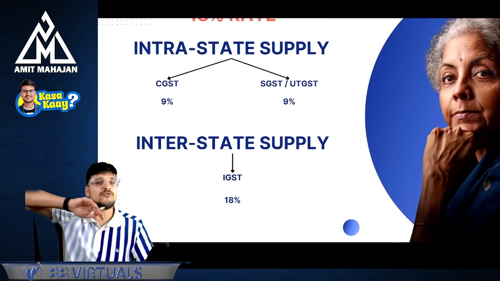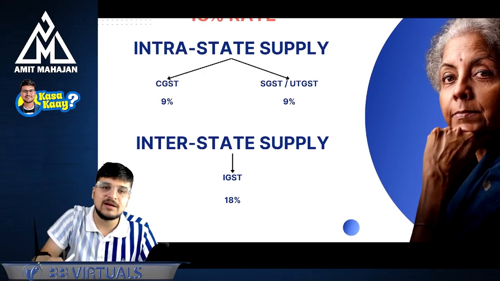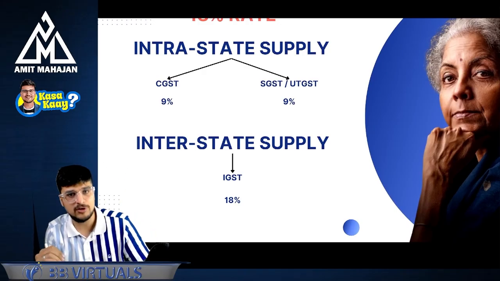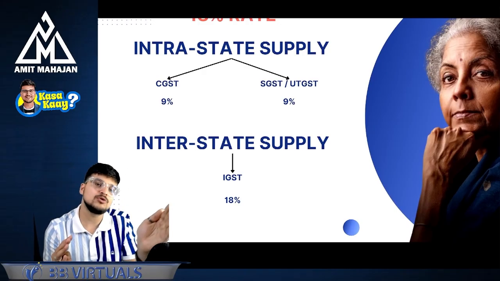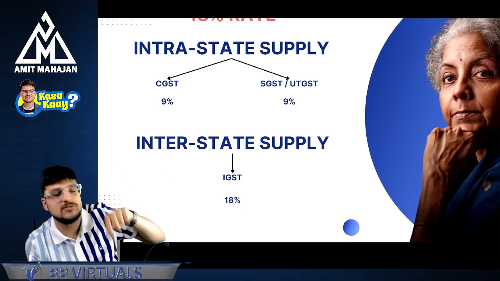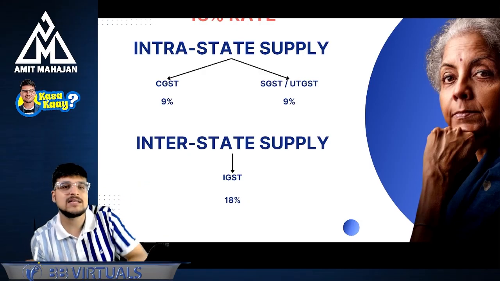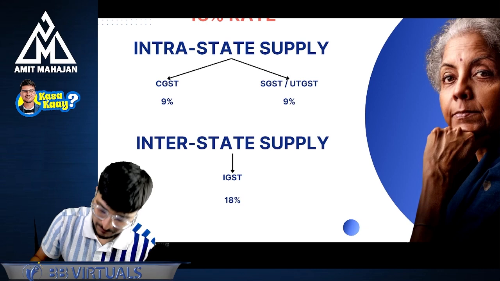In IGST, first of all, the revenue will go to the central government, and then the central government will bifurcate it, keep half of the revenue with itself and give half to the state government. And which state government? It is destination based: whatever the destination of the goods or supply, to that state government that revenue will be distributed.